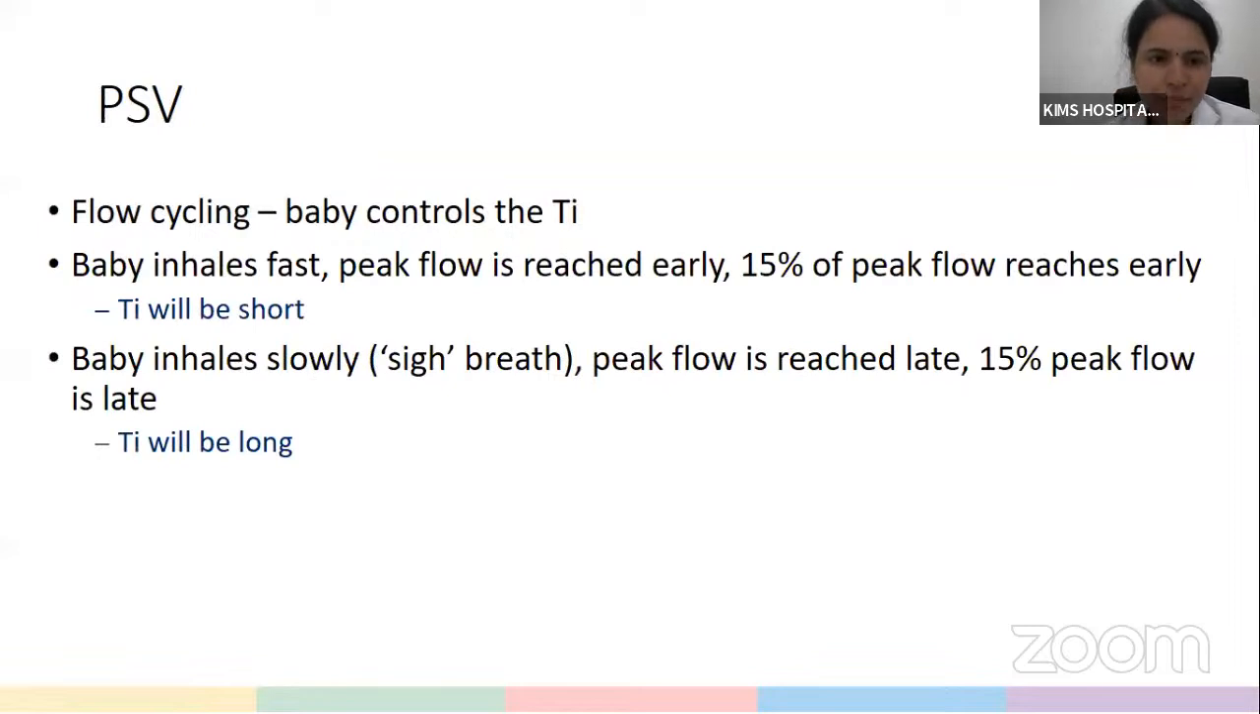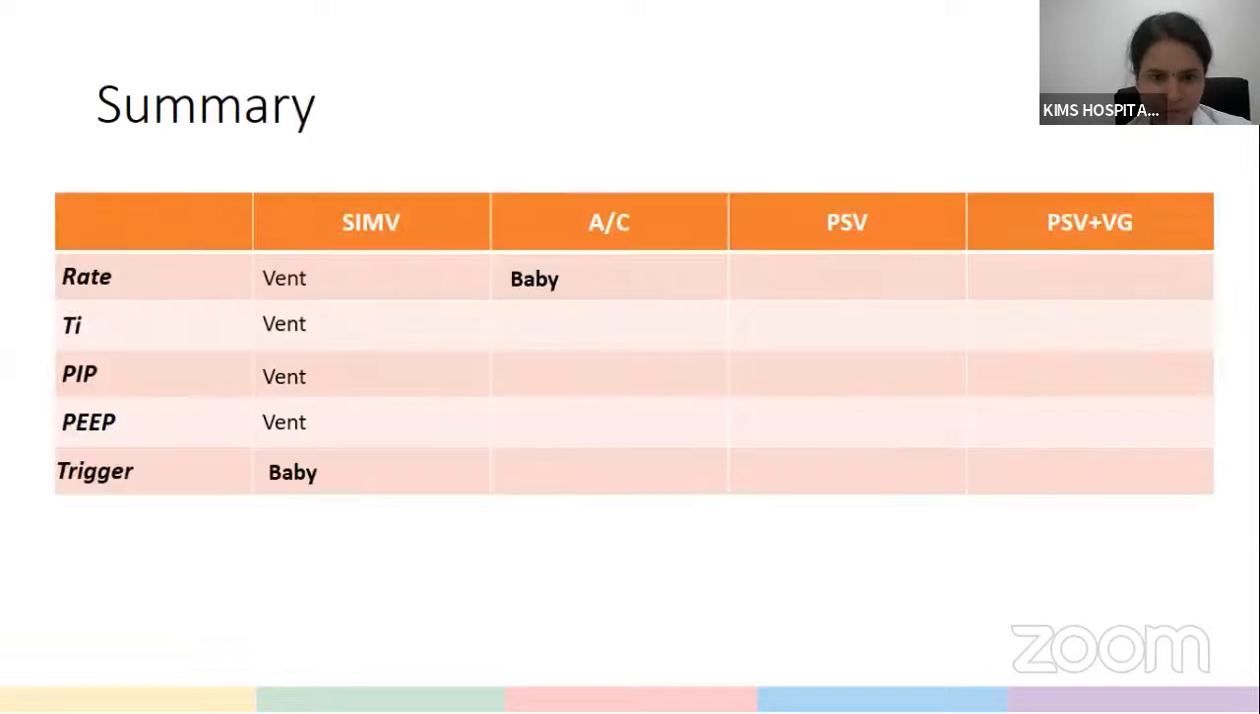So in PSV, by using flow cycle, the baby indirectly controls the I time. When the baby inhales fast, the I time also will become short, because peak flow is reached early, 15% of peak flow is also reached early. Whereas when the baby takes a sigh breath or a slow inhalation, the peak flow is reached late, 15% of the peak flow is also reached late, so TI will be longer.